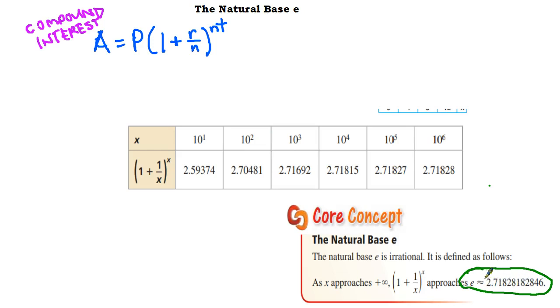We'll use it in conjunction with variables like x, but don't be fooled. E is still just a number, and it's the same number every time. Now, I want to give you a little bit of a background.